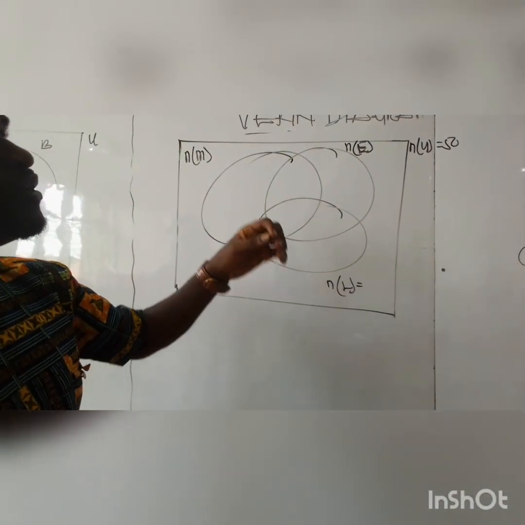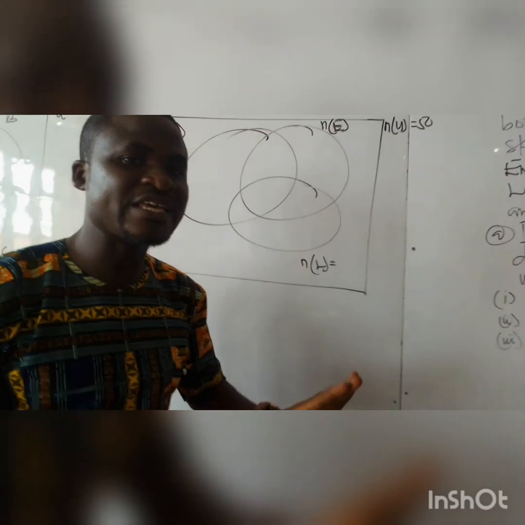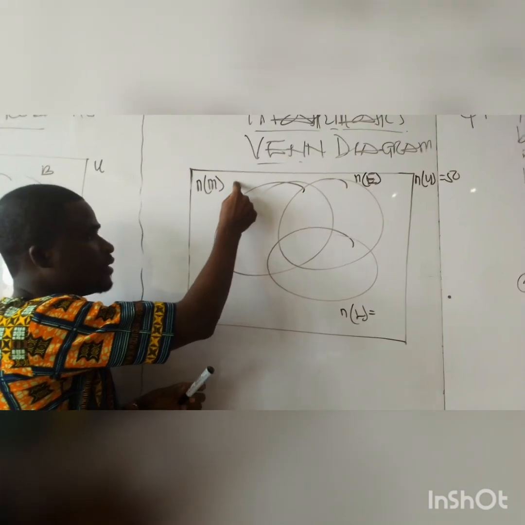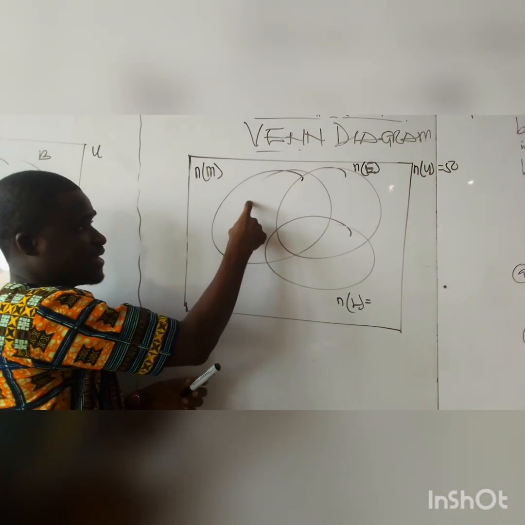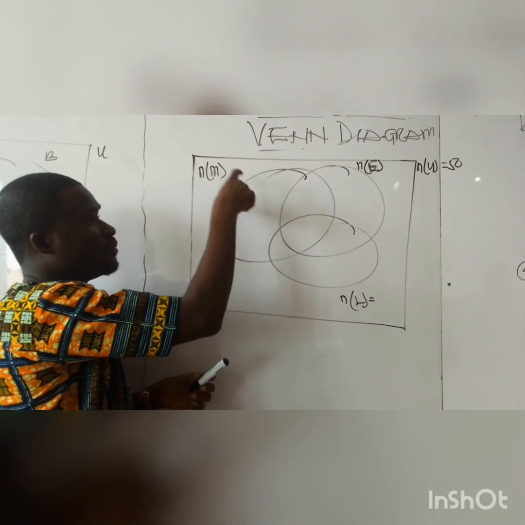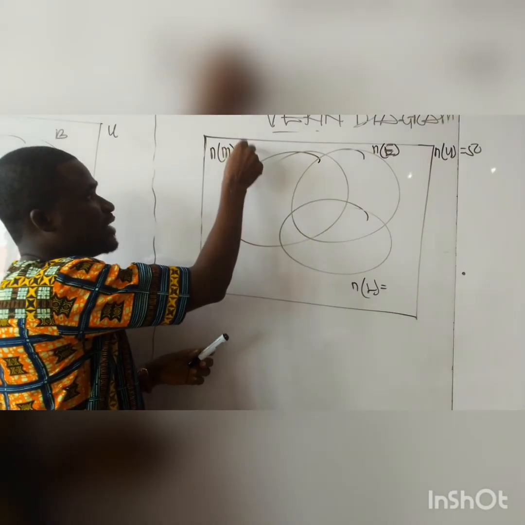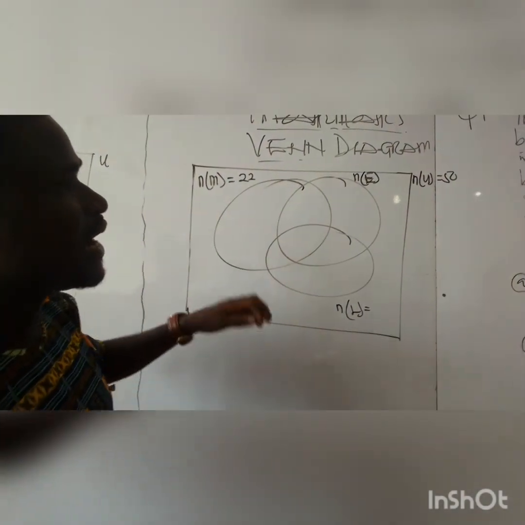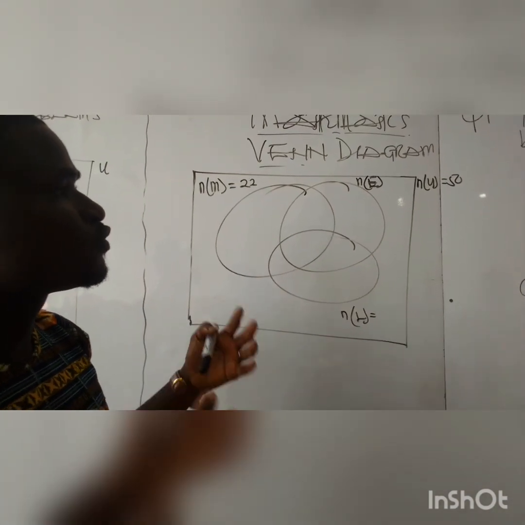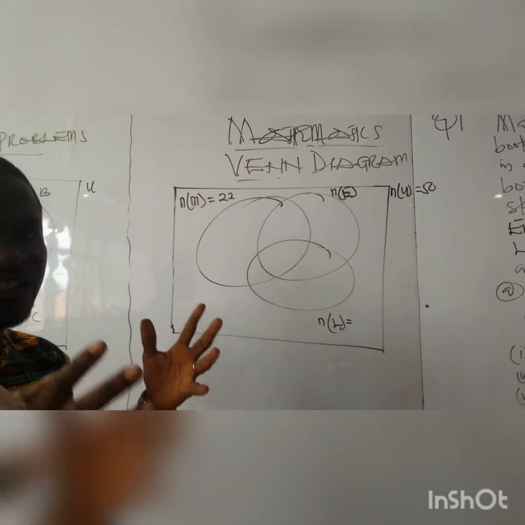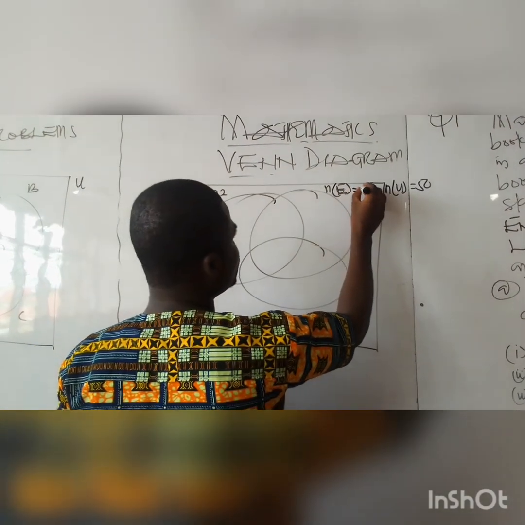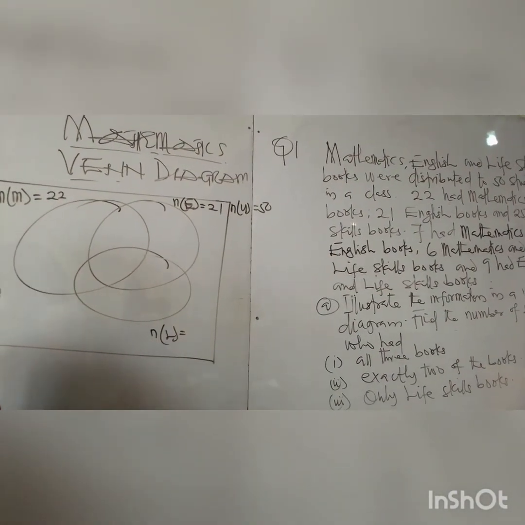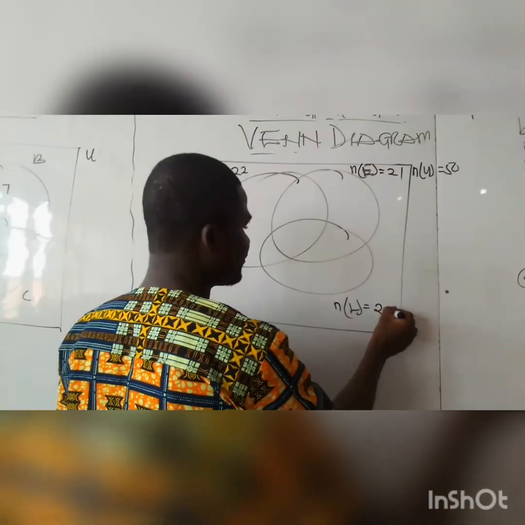Out of the 50, 22 had mathematics. The question says mathematics, so mathematics, you place it here. Now take note, here belongs to mathematics only. This space belongs to mathematics only. Now this is mathematics, so mathematics 22. Good. Now you go to English. 21 had English books, so English 21. And 25 had life skills. So 25. Good.